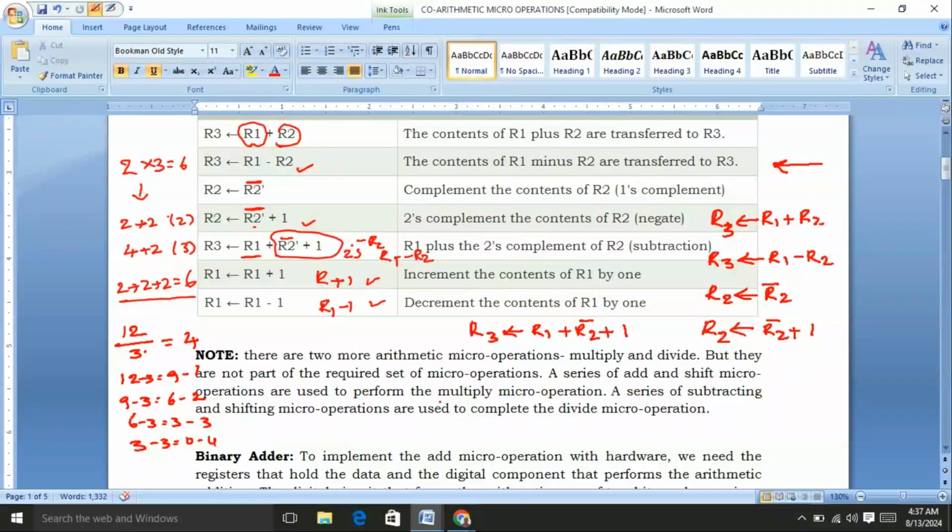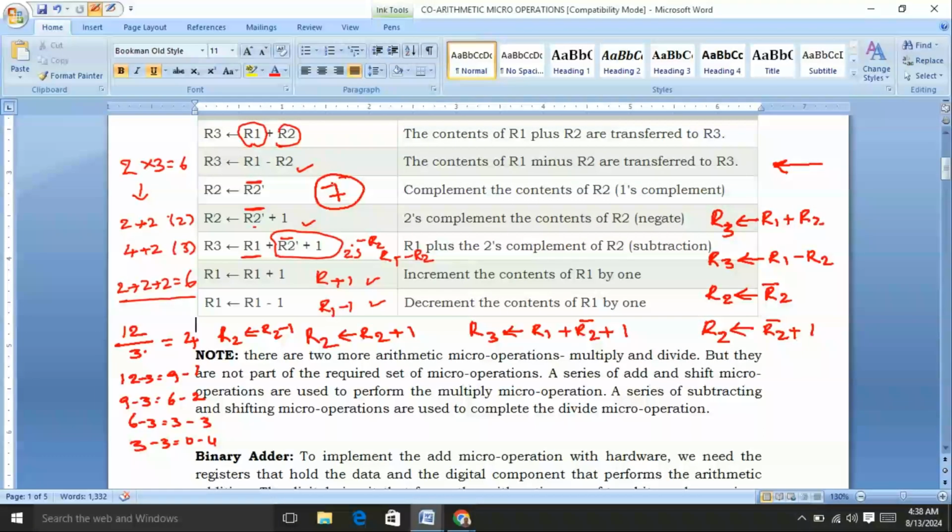And then we write R1 is replaced by R1 plus 1. This is the increment operation. And we write R1 is replaced by R1 minus 1. This is the decrement operation. These are the 7 arithmetic micro operations.